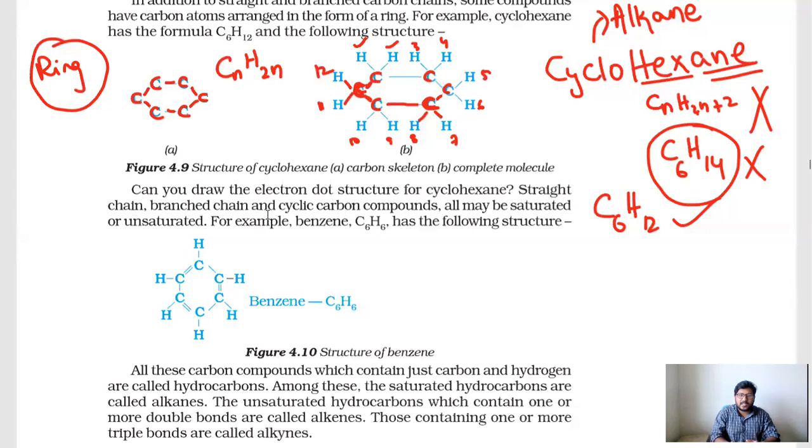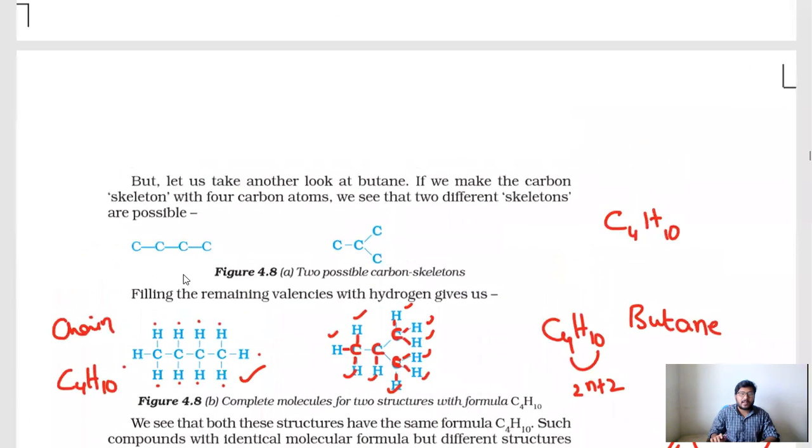Straight chain, branched chain, and cyclic carbon compounds: like these many you can get. You can get straight chains, you can get branched chains, you can get cyclic for hexane. So straight chain means hexane, branched means hexane, but cyclic means cyclohexane. For that it will change. What will change? Chemical formula will change.